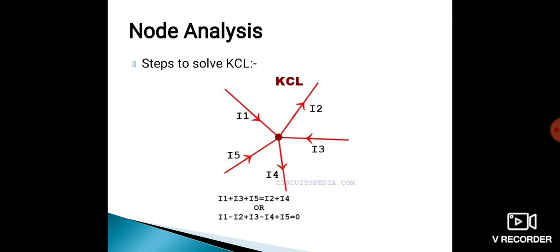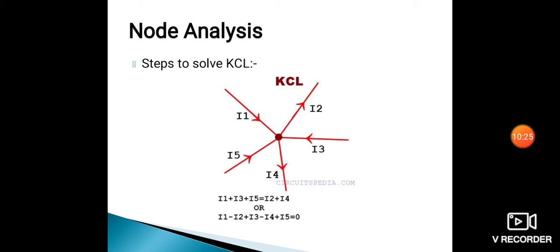Or else another representation is that incoming current is written as positive, outgoing current is written as negative, and the total will be 0. So here you can see incoming current I1 is written in positive. I2 is outgoing, so it is written in negative. I3 is incoming, so positive. I4 is outgoing, so it is negative. I5 is incoming, so it is positive. So I1 minus I2 plus I3 minus I4 plus I5 is equal to 0.